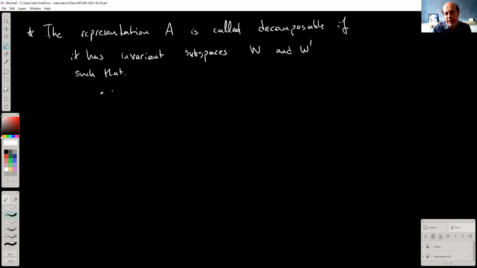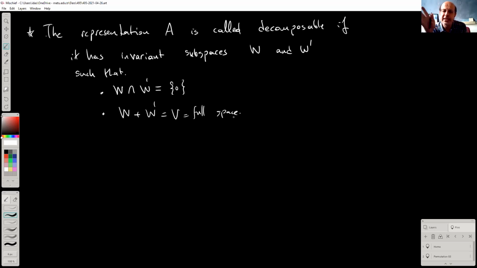first of all, these two subspaces are different from each other. They don't intersect except at the 0 vector. So their intersection is the null space. And the second thing is that their sum is basically the full space. This is actually some kind of a decomposition of the vector space into these two subspaces.